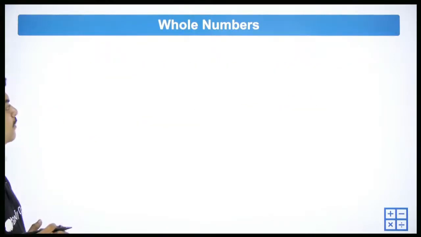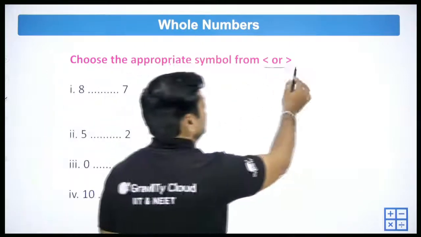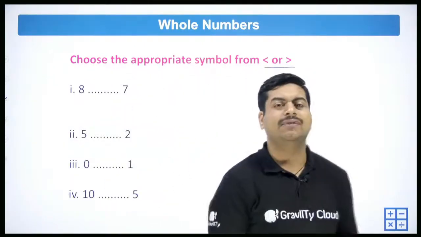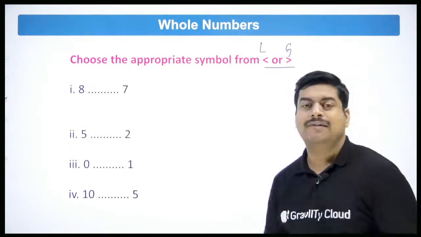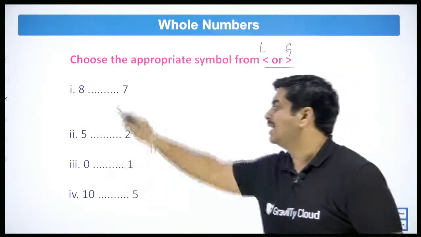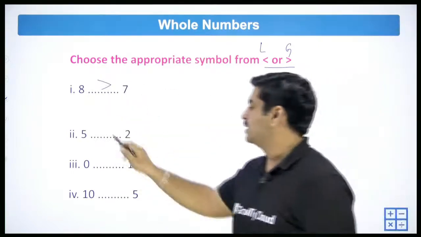The next question. Choose the appropriate symbol from greater than or less than. We need to understand which is less and which is greater. So this is less than, this is greater than. So 8 and 7, you know that 8 is always greater than 7, so we use the greater than symbol. 5 and 2, again 5 is greater than 2.